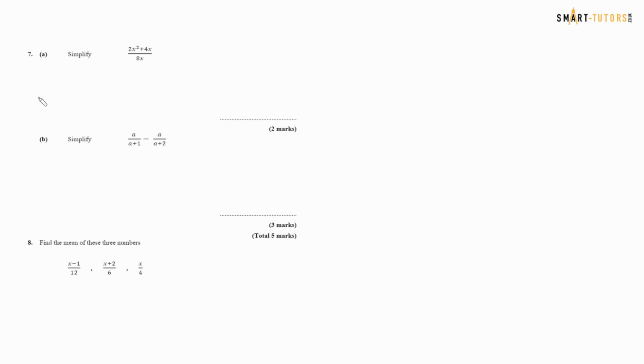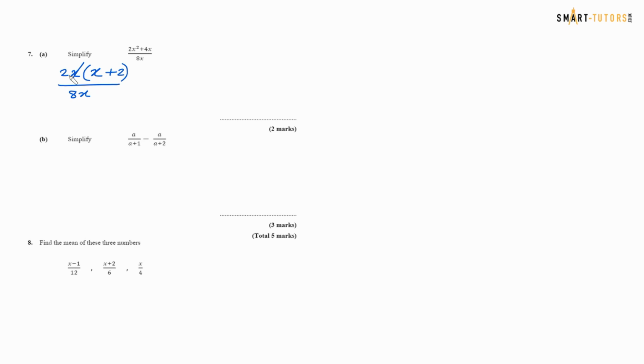Question number 7. Simplify 2x squared plus 4x over 8x. So what we are going to do is factorize the top. 2x can be taken as a common factor. So x is left over, plus 2 is left over. If you have any doubt, expand it back and see whether the question comes back. 2x times x is 2x squared. 2x times 2 is 4x, over 8x.